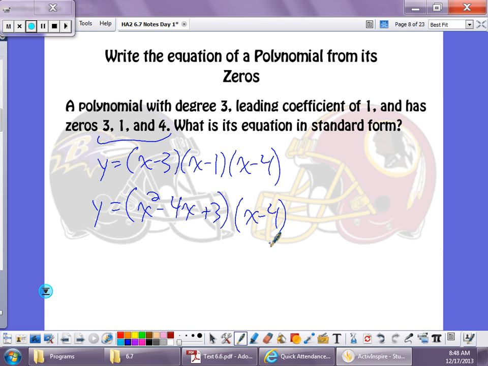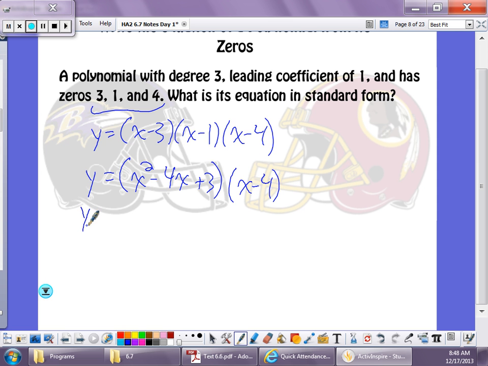Okay? And now remember, when you multiply a trinomial by a binomial, we have to make sure that we multiply everything by x and then everything by 4. Okay? So you'd get y equals x cubed minus 4x squared plus 3x minus 4x squared plus 16x minus 12.